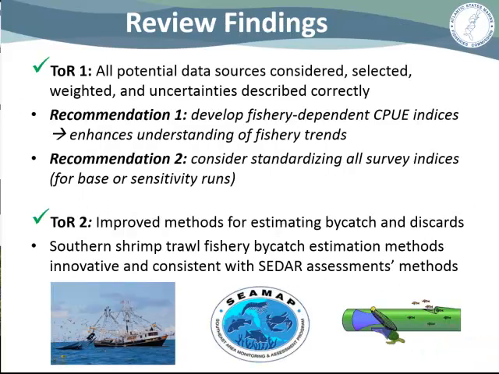And I'll just quickly touch on the highlights for the review terms of reference. The first one was to evaluate how the data were used in the assessment. Again, the panel found that all potential data sources were considered. A subset of data was selected correctly and weighted correctly, and the uncertainties were characterized in the appropriate manner. They did have 2 recommendations. One, to develop fishery-dependent CPUE indices that might improve our understanding of the fishery trends. Of course, we had the landings, harvest information, and some recreational effort information, but not commercial effort information. And the second recommendation was to consider standardizing all of the survey indices.